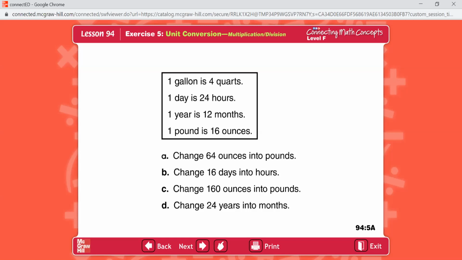Problem A. Change 64 ounces into pounds. So, what fact here relates to problem A? Problem A says change 64 ounces into pounds. Here, on our fourth one, we have 1 pound equals 16 ounces. So, set that up.